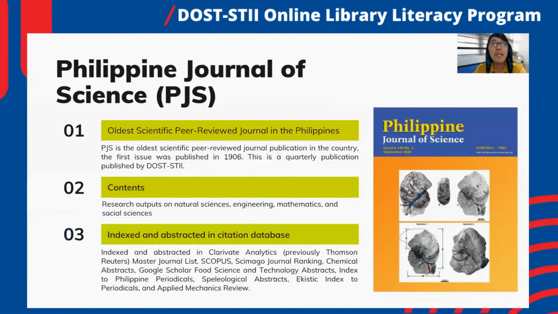Let's start with the Philippine Journal of Science, or PJS, which is the oldest scientific peer-reviewed journal in the Philippines, published in 1906. So what can you see inside PJS? If you are looking for research outputs on natural sciences, engineering, mathematics, and social sciences, you can refer to the Philippine Journal of Science. So for those of you who are looking for related studies on natural sciences, engineering, mathematics, and social sciences, PJS is the one for you.